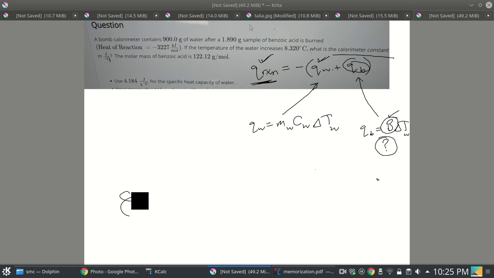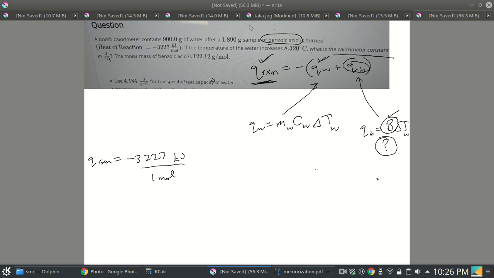Okay, so the Q of the reaction. It's given. It says the heat of the reaction is this many kilojoules per mole. So the Q of the reaction is negative 3227 kilojoules for 1 mole. 1 mole of what? 1 mole of this stuff that we're burning, which is benzoic acid. Benzoic acid is a food preservative, and it smells really bad.